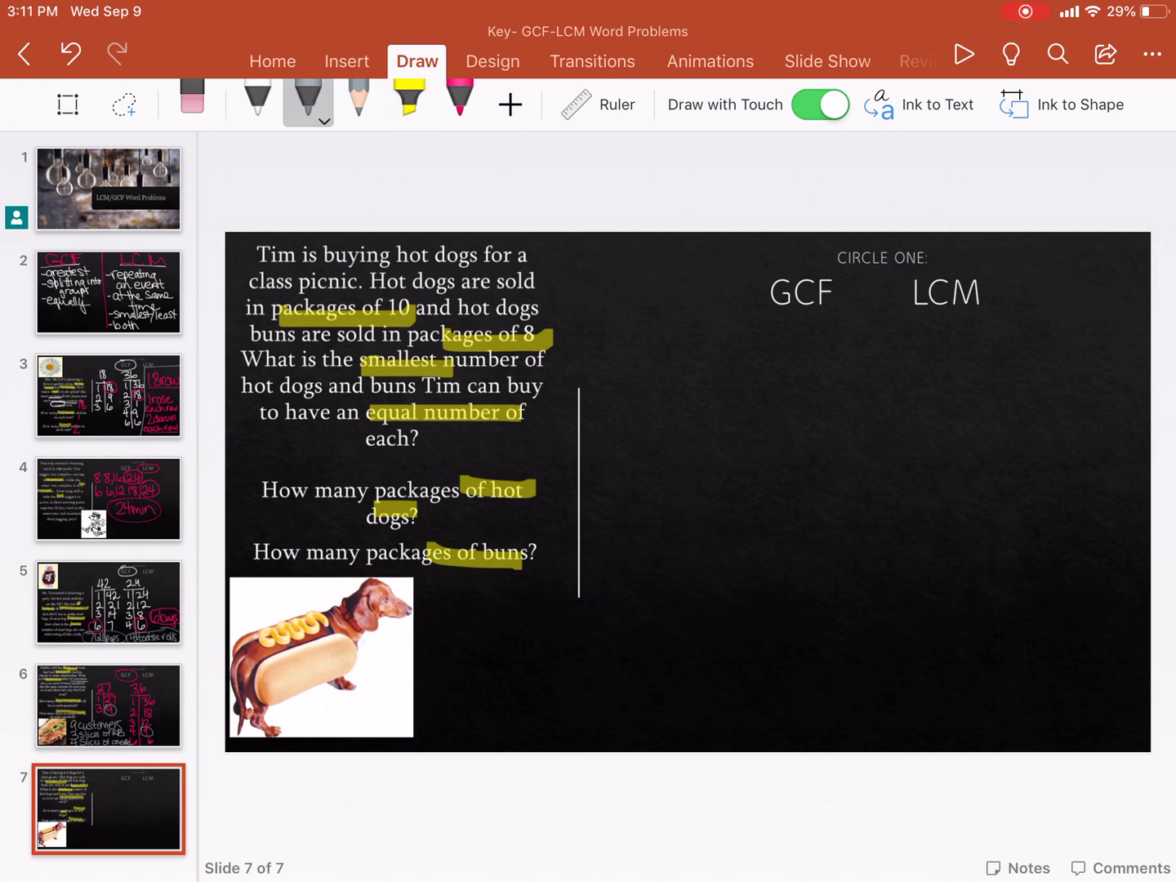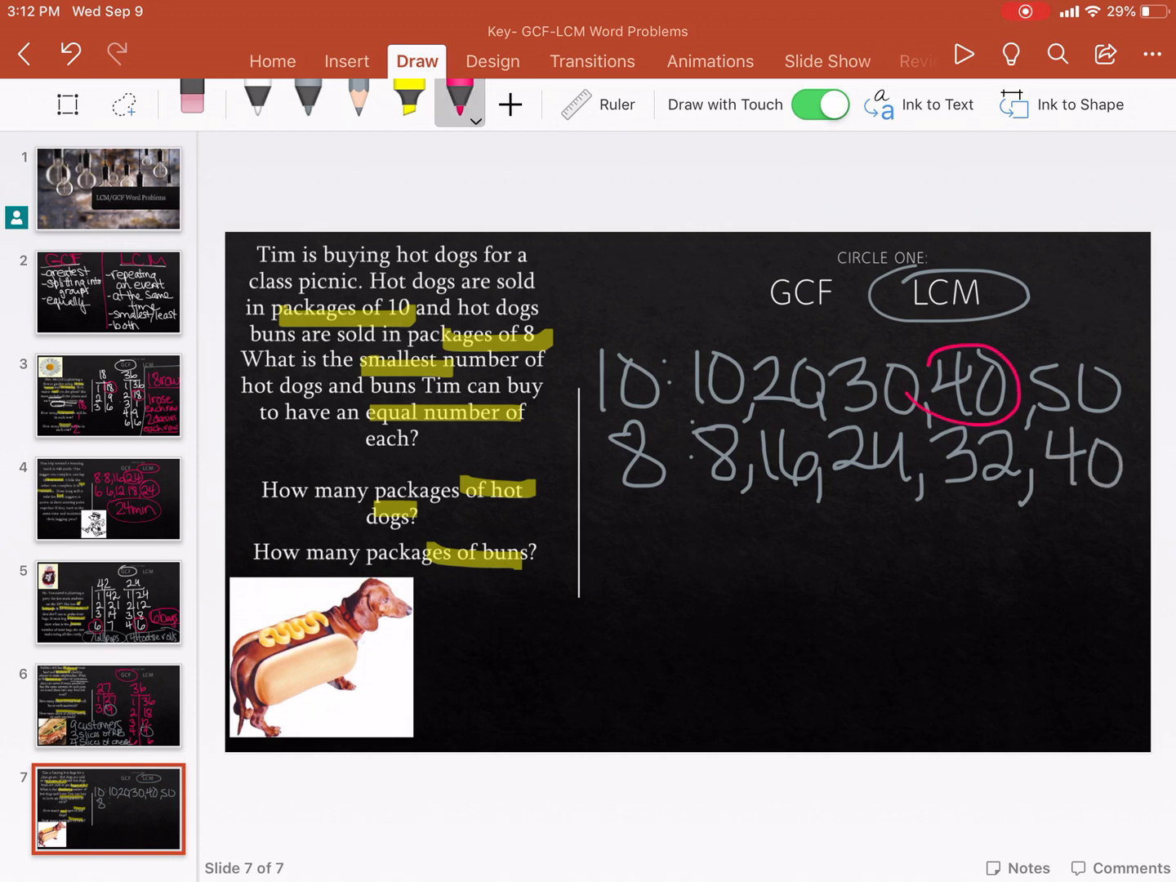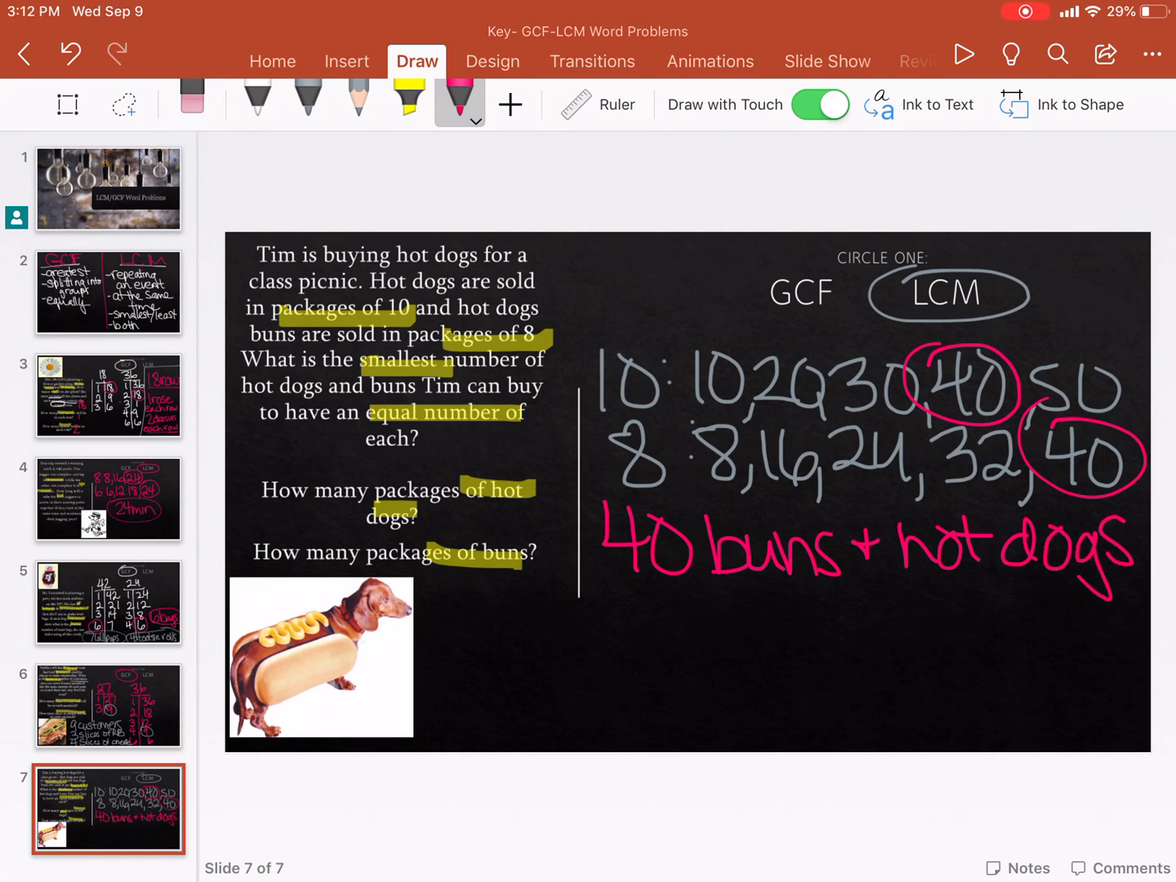Okay, so the smallest number of each is going to tell me least common multiple. So let's do our tens. 10, 20, 30, 40, 50. Then 8: 8, 16, 24, 32, 40. Ding, ding, ding. LCM is 40. So it's 40 buns and hot dogs. That's the total. That's not how many packages. That's how many total. So then how many packages of hot dogs do we need?